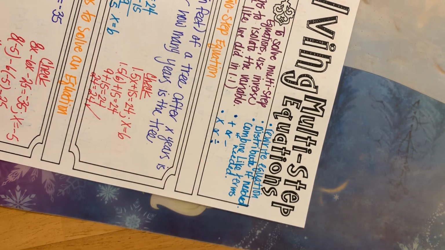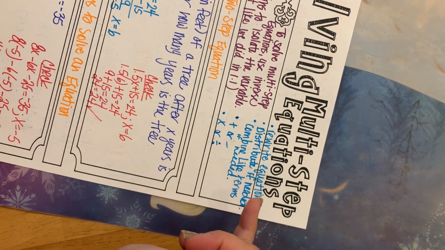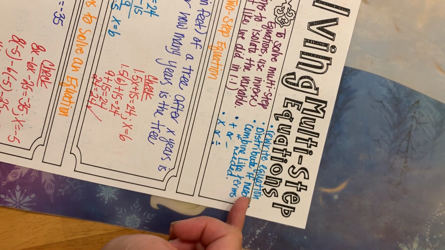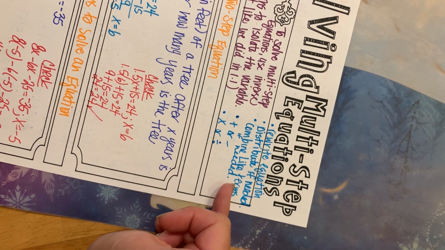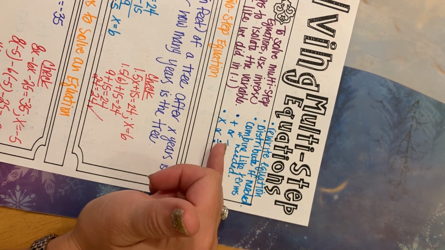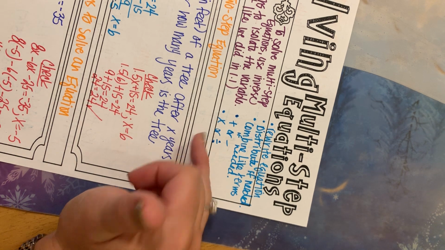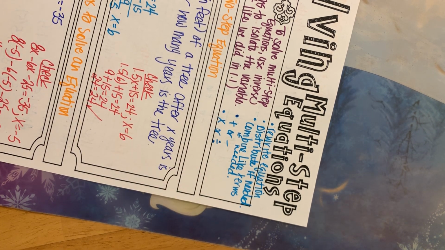Okay, so that's kind of like your little cheat sheet of what's going to happen. So you're going to rewrite your equation. If you need to distribute anything, you do that first. Then you combine like terms if you need to. Then you're going to add or subtract, and then you're going to multiply or divide. And that is the basic gist of solving multi-step equations.